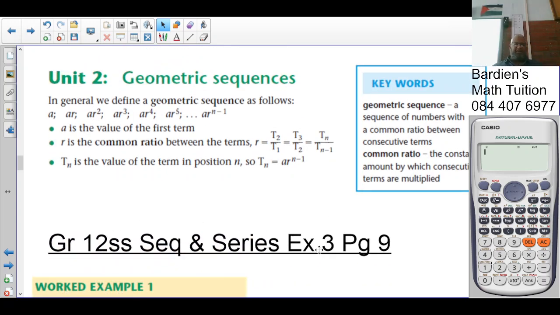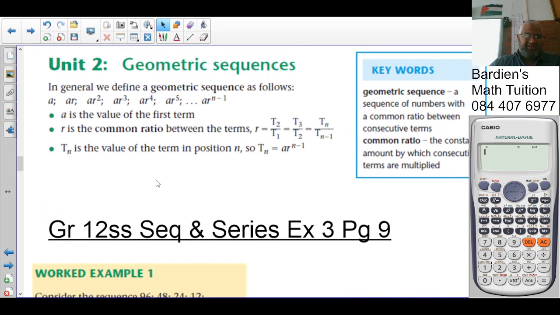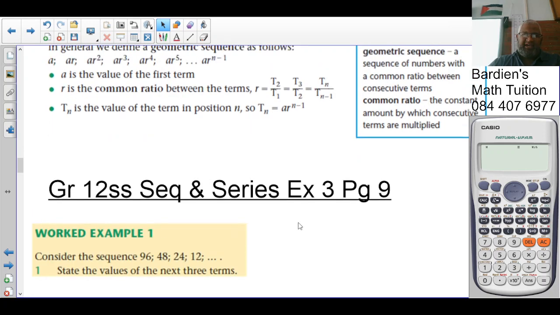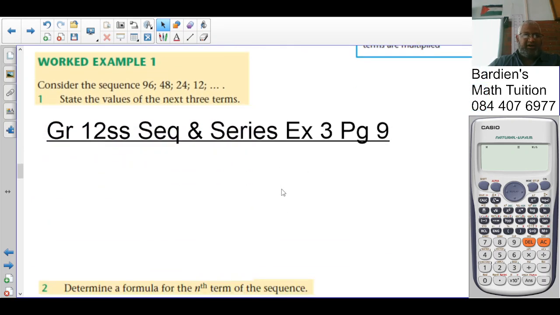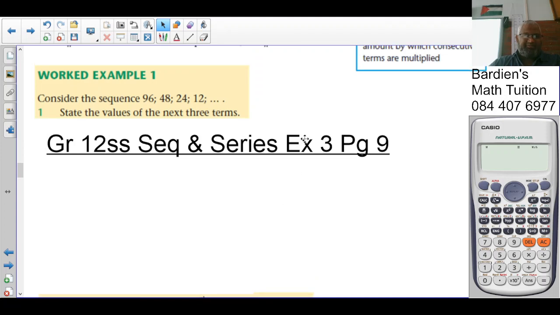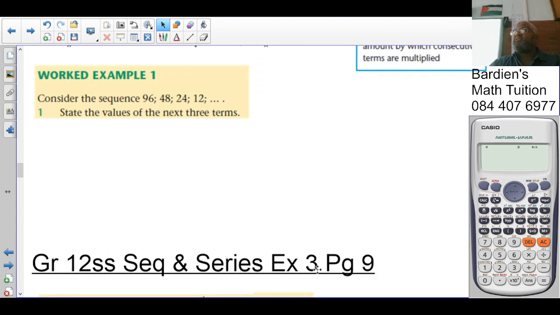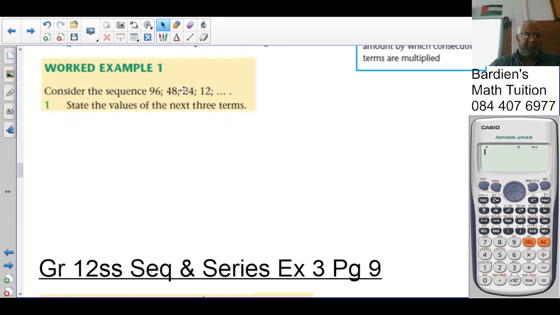At this point, we know a sequence is geometric when it has a common ratio. When it has a common difference, it is an arithmetic progression. We know the formula is Tn is equal to A R to the n minus 1. We spoke about that. So let's look at example 1 on page 9.